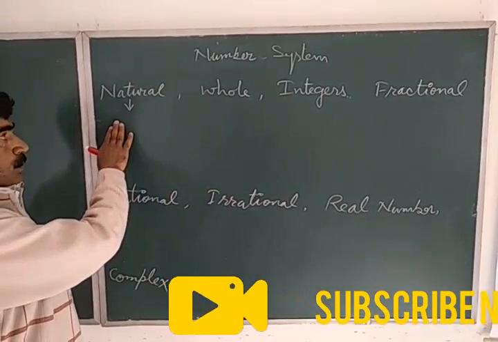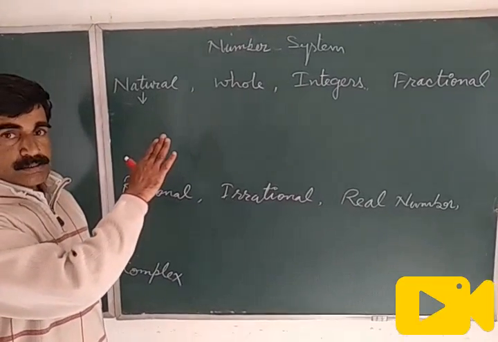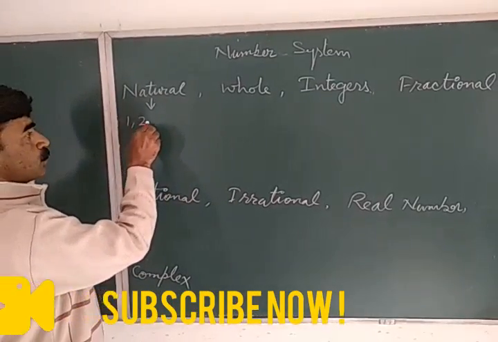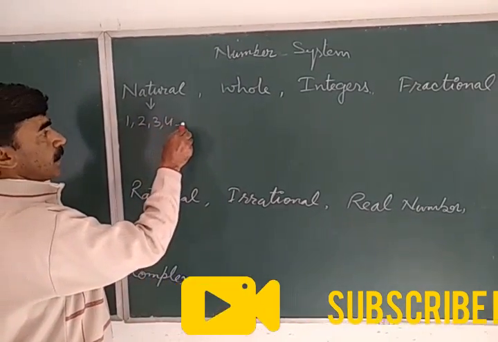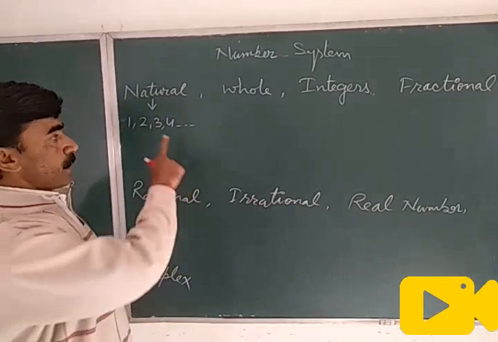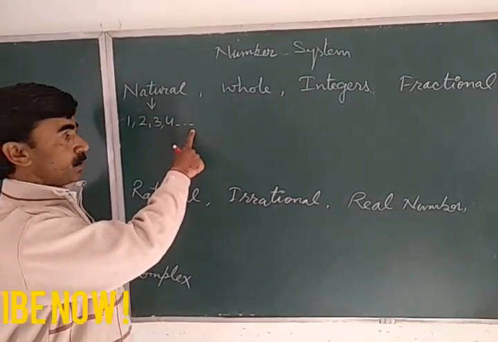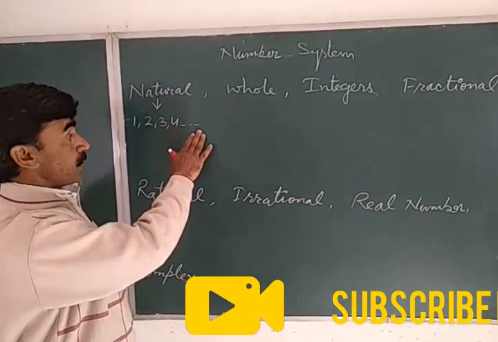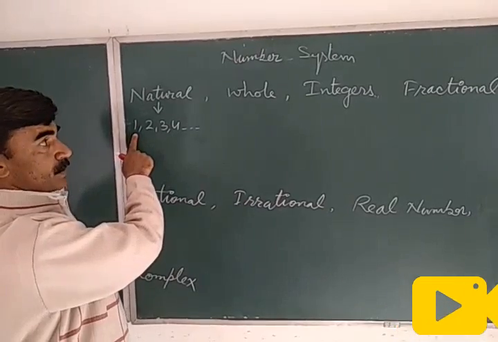Natural numbers. All the numbers of counting starting from 1: 1, 2, 3, 4 and so on. There is no end point for the natural numbers. Remember that there is no end point for natural numbers. Yes, the smallest natural number is 1.